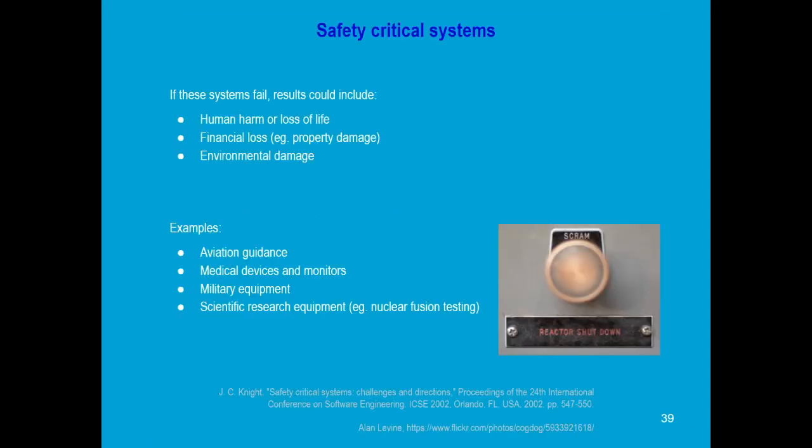Safety critical systems are those that, if they fail, could result in human harm or loss of life, financial loss like property damage, or environmental damage. Some examples include aviation guidance systems, medical devices and monitors, military equipment, or scientific research equipment, for example, nuclear fusion testing.